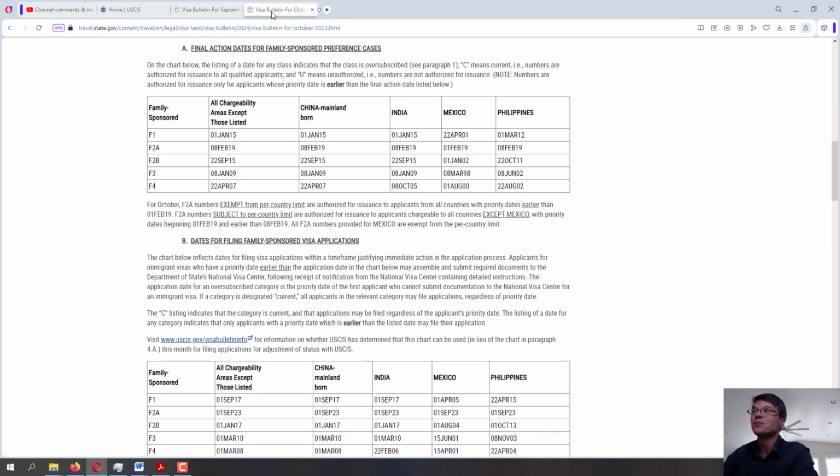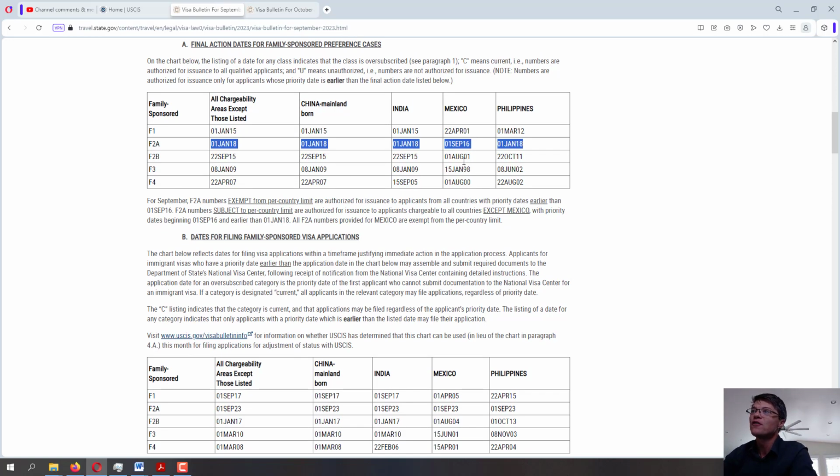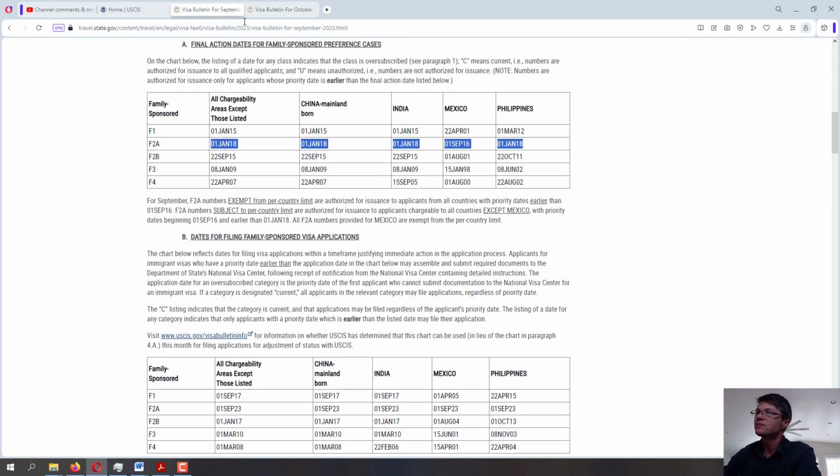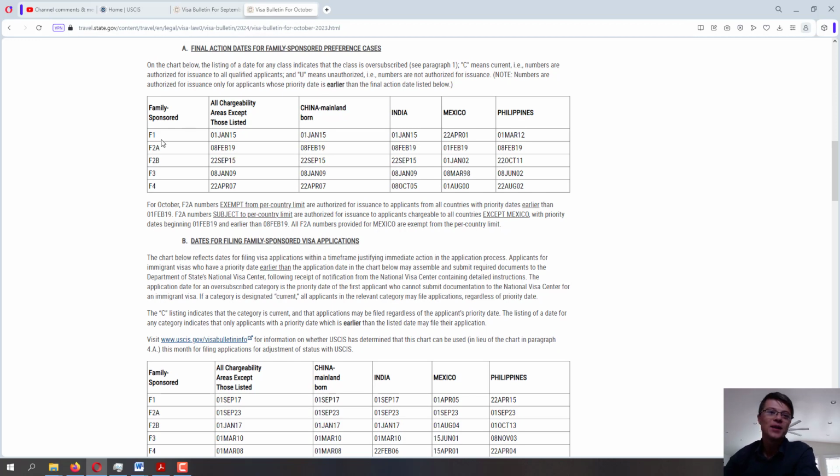For Mexico, it moved quite a long shot. It moved all the way from September 2016, more than 2.5 years, to February 2019, which is great because Mexico is one of those chargeability areas where it takes forever for everything. And then Philippines, same thing. So it looks like everyone in F2A category, which is spouses and children under 21 of permanent residents, has benefited quite a lot from October 2023 visa bulletin release. So that's definitely good news.